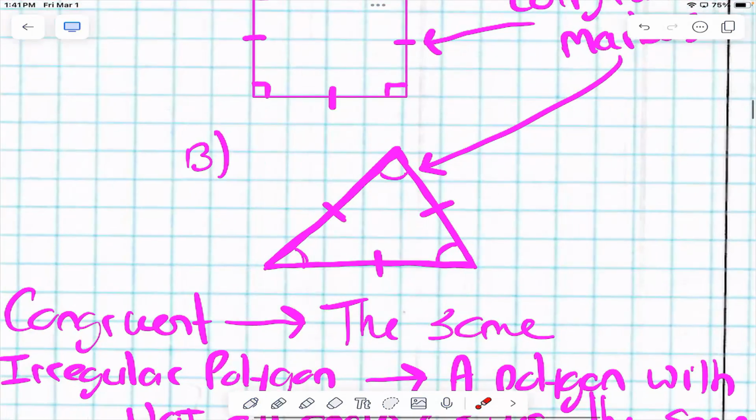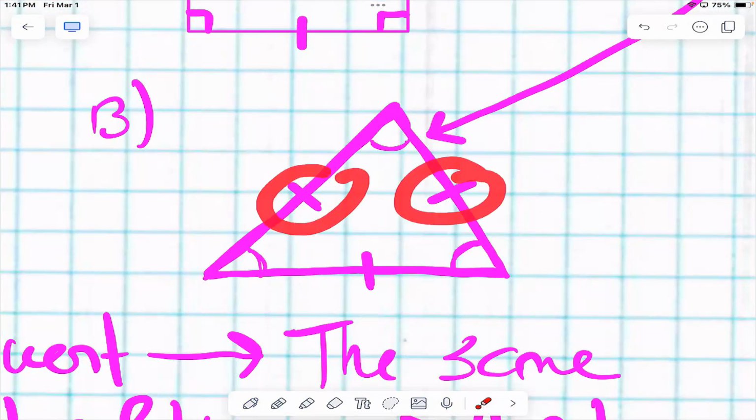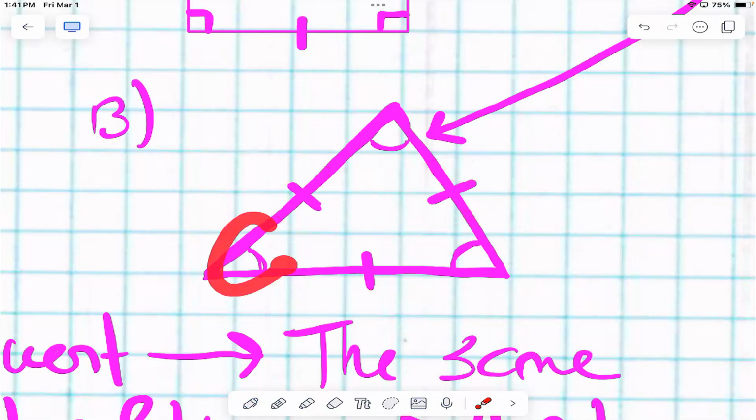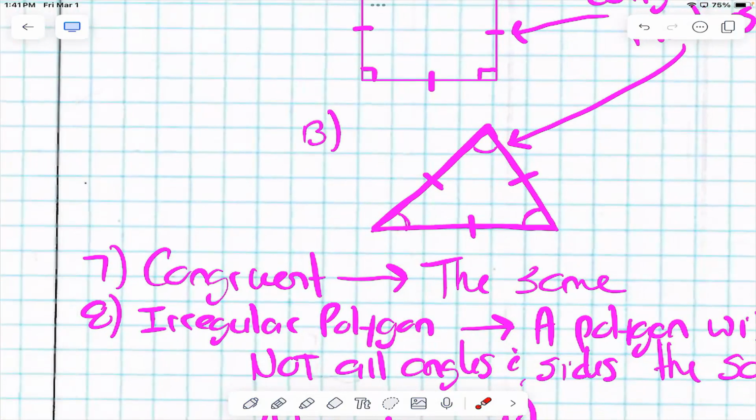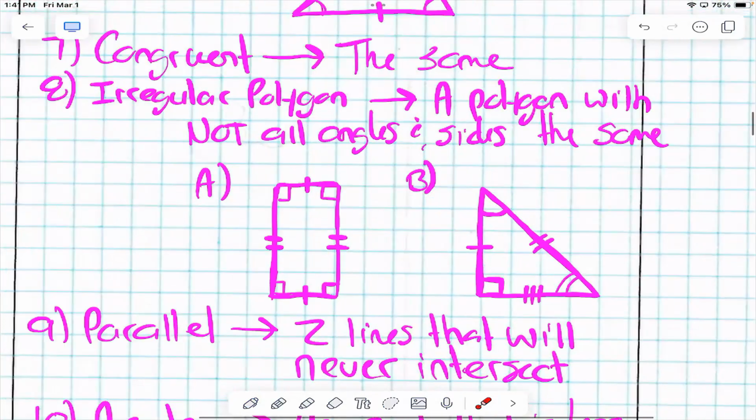Is this a regular polygon? Yes. Is this side and this side and this side all the same? Yes. Is this angle and this angle and this angle all the same? Yes. It's a regular polygon, right? Congruent. What does congruent mean? The same.